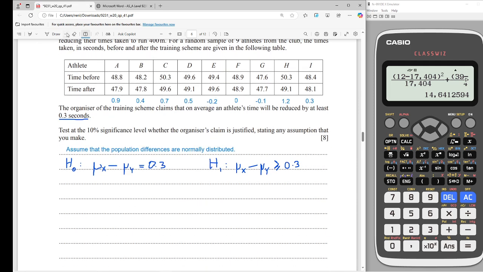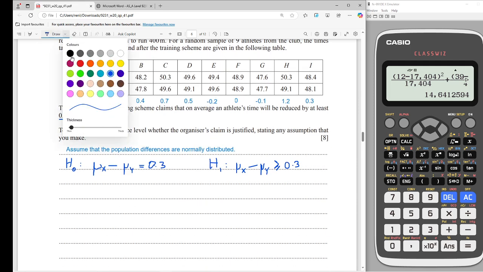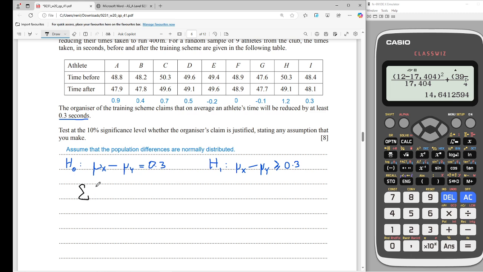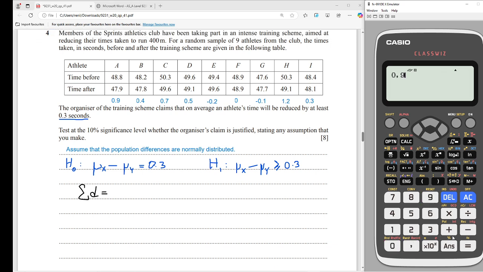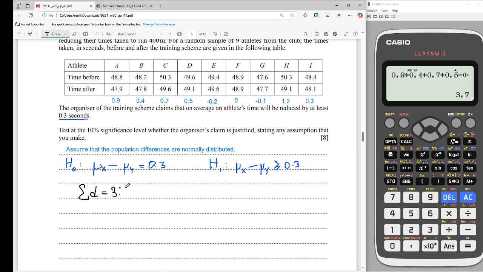Okay, now when we have these kinds of values, we need to form our own values to find S squared of d. So the summation of all differences is equal to 0.9 plus 0.4 plus 0.7 plus 0.5 minus 0.2 plus 0 plus negative 0.1 plus 1.2 plus 0.3, and this gives us 3.7. So our summation of d values is 3.7.